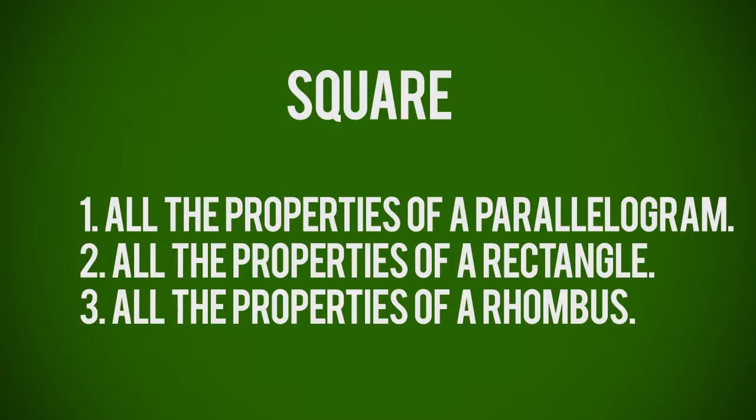Now, time to branch out of the rectangle and rhombus. This leads us to the oh so popular and extremely exciting square. The square has all the properties of a parallelogram, all the properties of a rectangle, and all the properties of a rhombus.